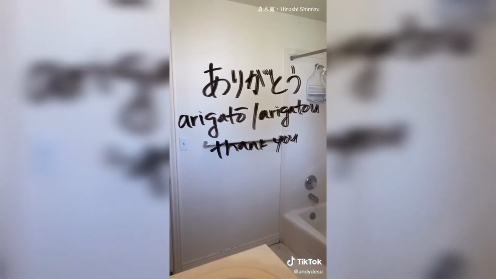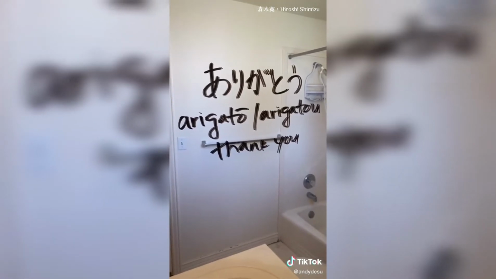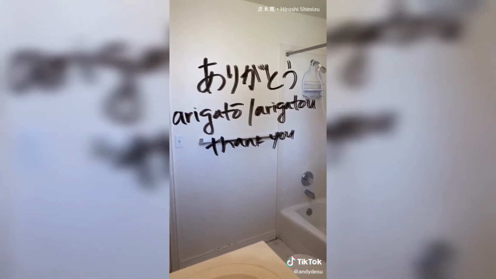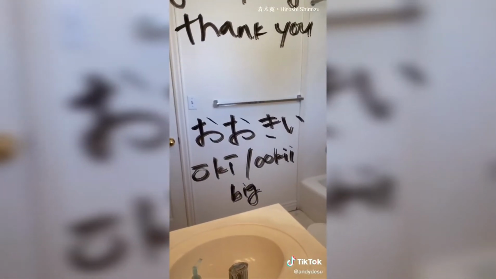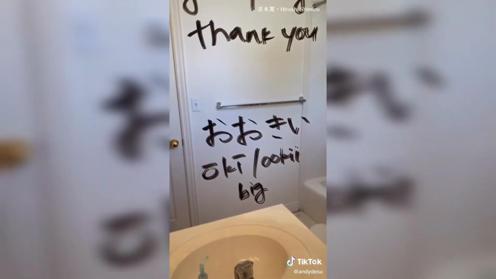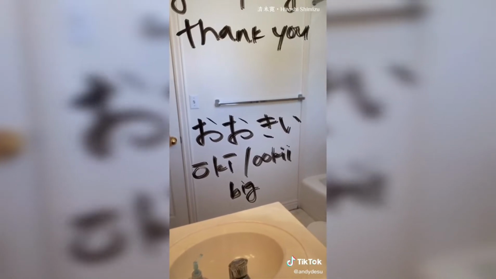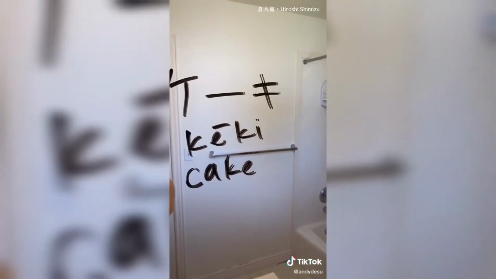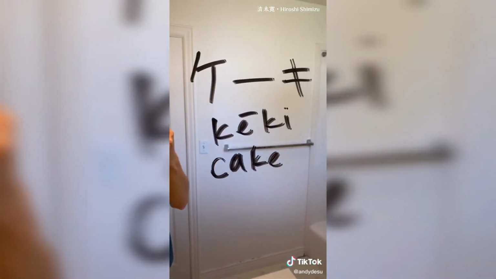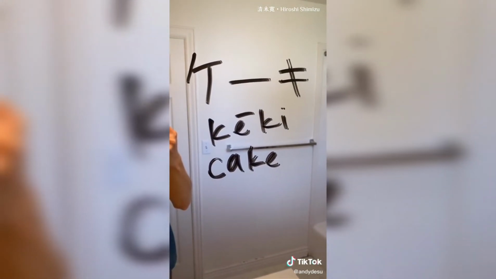Another word is arigato, which means thank you. To extend the o sound, you would add the character u to the end. However, in some words, you would use the o character to extend the o sound. For example, oki, which means big. In katakana, you would simply add a line to extend the vowel. So for example, keiki means cake.